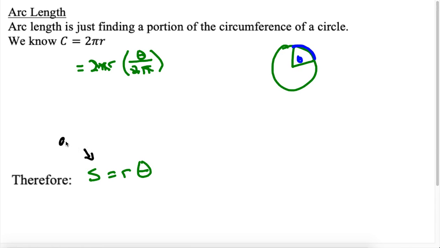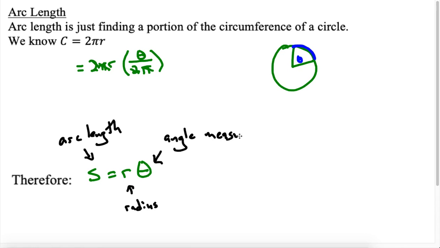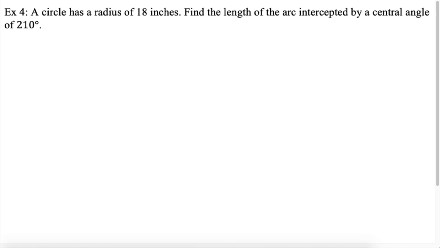So s is the arc length, r is the radius, and theta is the angle measure. And it is important that the angle measure is in radians. For us to use this formula, the angle measure has to be in radians. So let's take a look at an example problem.